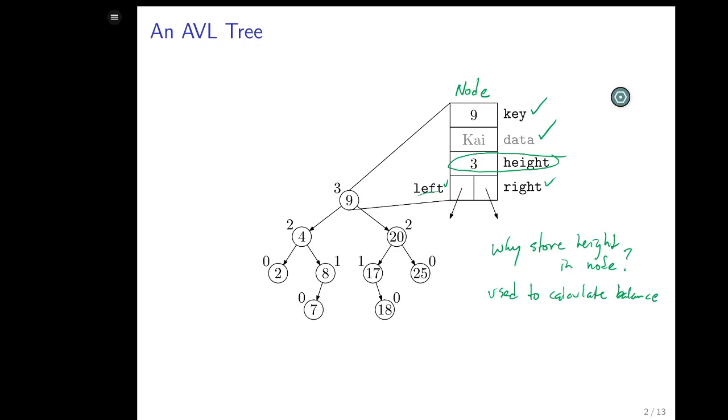Do you know how height works? How high is a tree? An AVL tree.